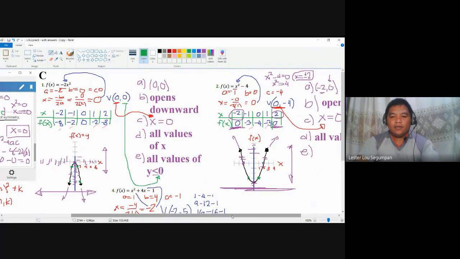declared by the y coordinate value of the vertex, because again the vertex is the turning point. It is where it changes direction.